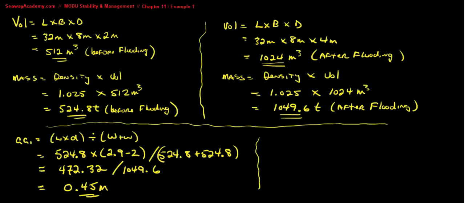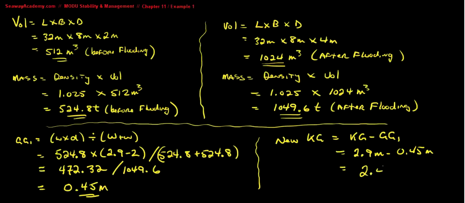So now we can calculate our new KG. And our new KG will be the original KG minus GG1. The original KG was 2.9 meters. We calculated GG1 to be 0.45, so we subtract that from the original KG. And our new KG is 2.45 meters.